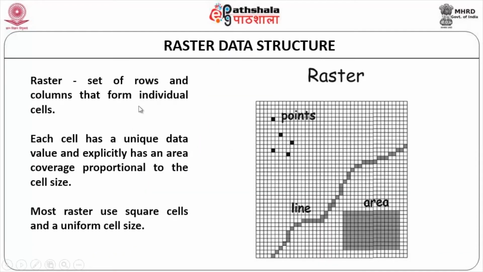When you look at the data structure, how does the raster data appear? As I was telling you, it is a set of rows and columns that forms an individual cell. This is an individual cell, and these are the various rows and these are the various columns, and every cell has a unique value, and naturally it has an area which is proportional to the cell size. And invariably most of these rasters do not use shapes other than the square. Square is one of the major types, or mostly used cell shape, in raster data.